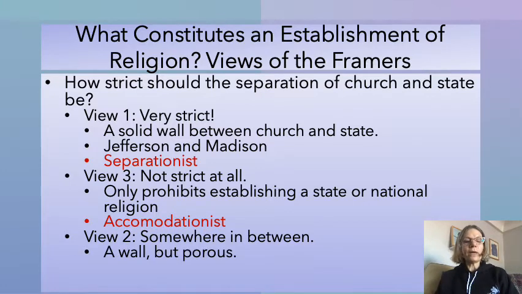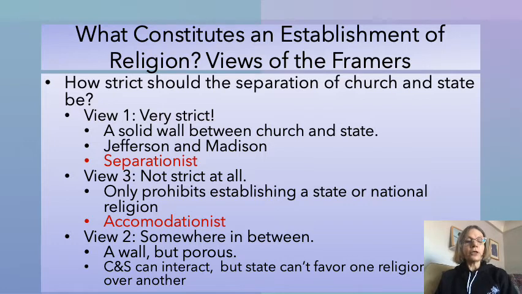And somewhere in between says there is a wall that separates church and state, but it's kind of a porous wall. In other words, things can pass between church and state. And so what view 2 focuses on is that church and state can interact, but the state can't favor one religion over another. Okay, so there can be some interaction of church and state, but that interaction has to be an interaction that benefits all religions, right?